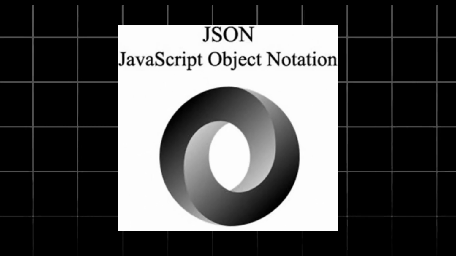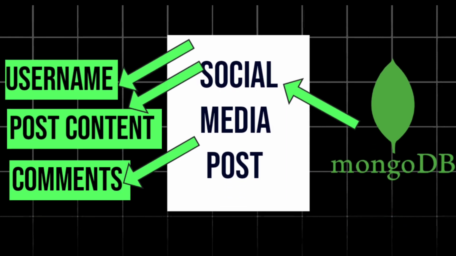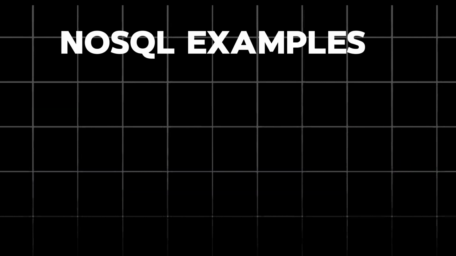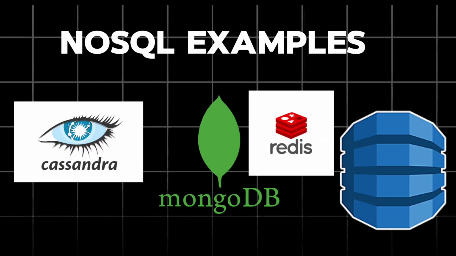Here, data is often stored as JSON documents, which are like flexible containers for information. For example, a NoSQL database might store a social media post with the user's name, the post content, and even comments, all bundled together in one document. Examples of NoSQL databases are MongoDB, Cassandra, Redis, Amazon DynamoDB, and many more.